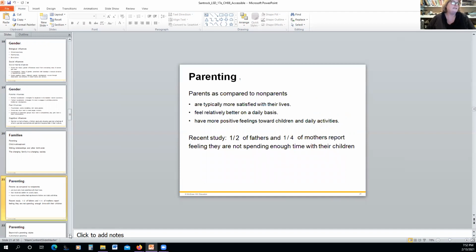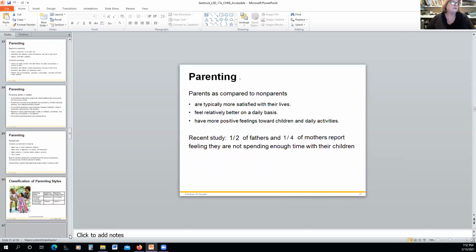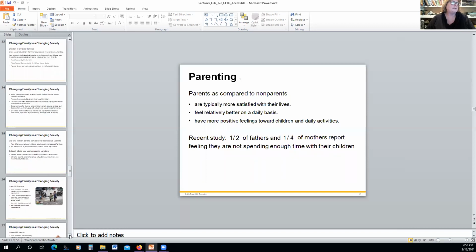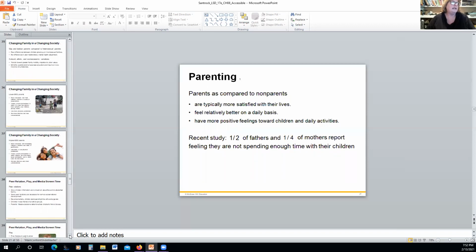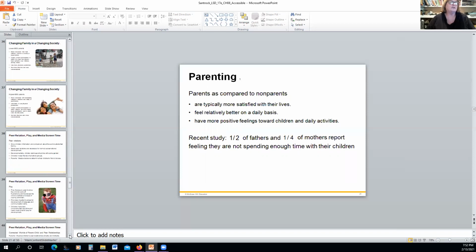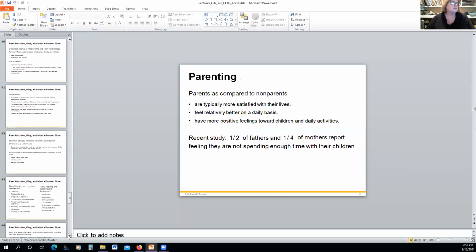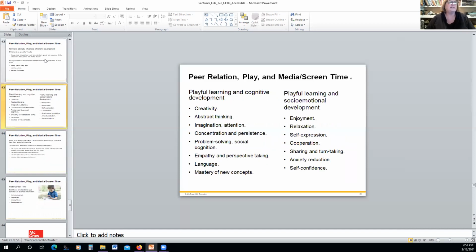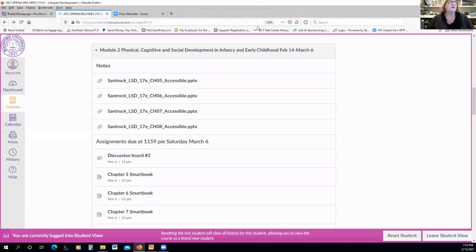So again, this chapter isn't too bad. It talks about some parenting and parenting styles. It gets into some stuff about child maltreatment. You'll find that really the social emotional chapters are not too bad. It's usually the cognitive ones that I'm a little concerned about. So it talks about play and screen time. I mean, most of that stuff in there you can read for yourself.